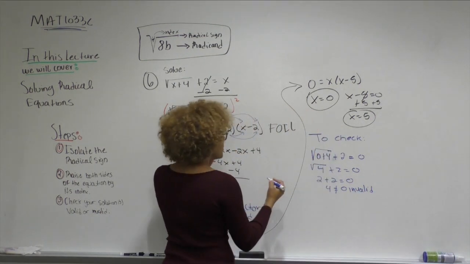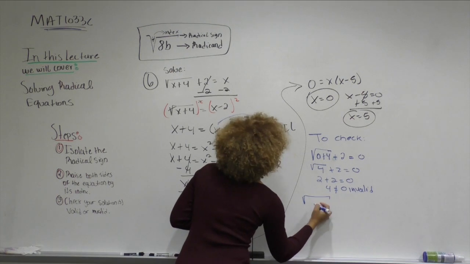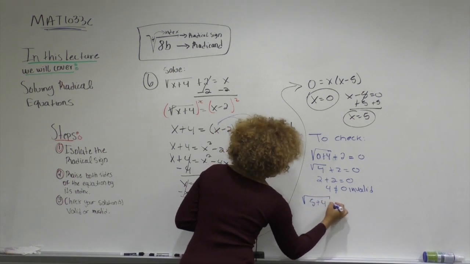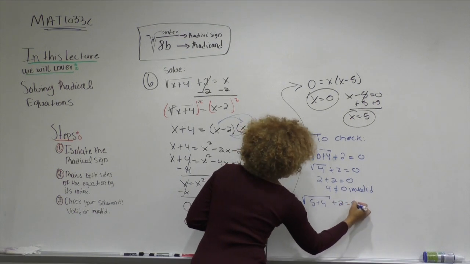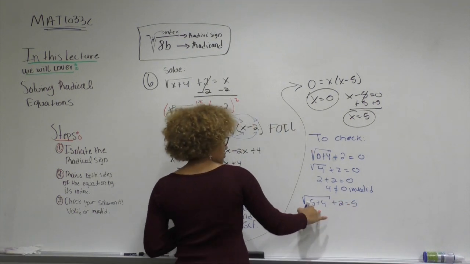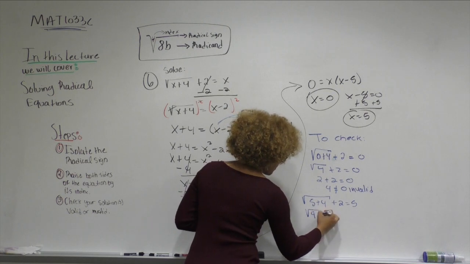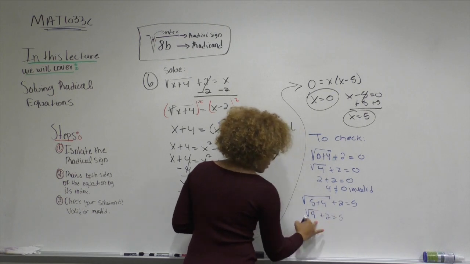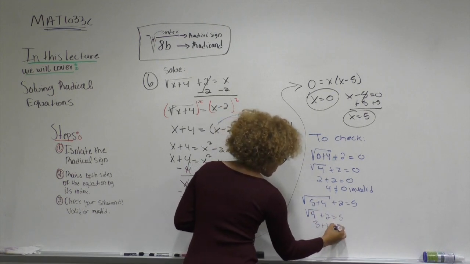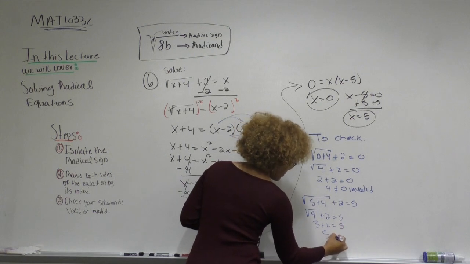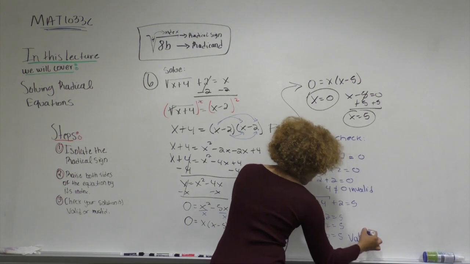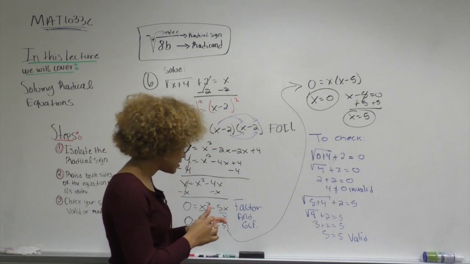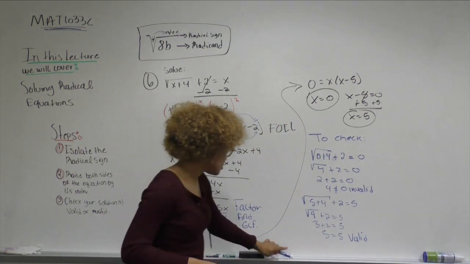Now we're going to check the second one. So I have 5 plus 4 plus 2 equals 5. 5 plus 4 is 9. Square root of 9 is 3. 3 plus 2 is 5, is that equal to 5? Yes. So this is valid. We got one good answer. Excellent.